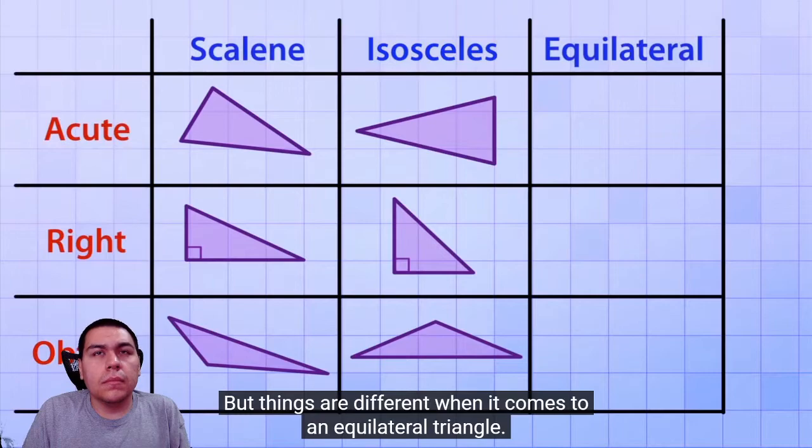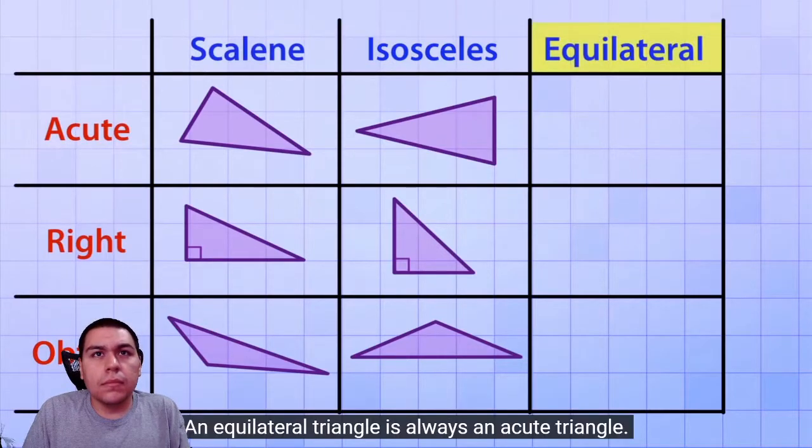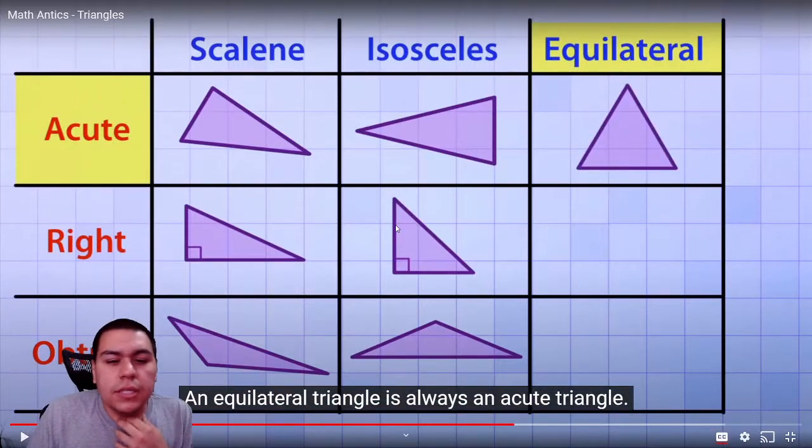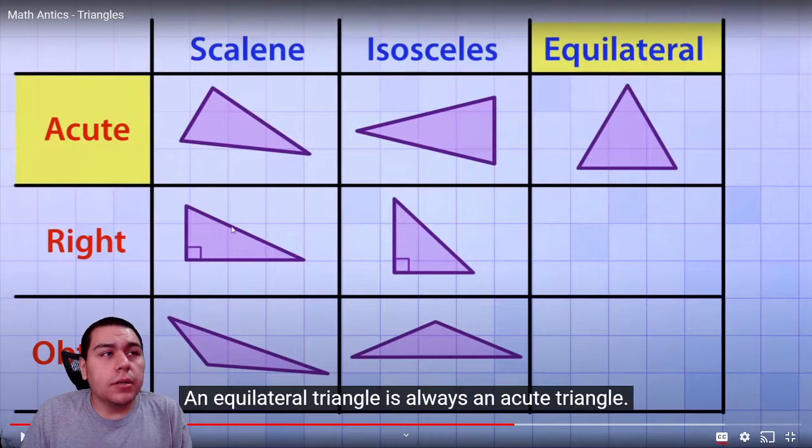But things are different when it comes to an equilateral triangle. An equilateral triangle is always an acute triangle. So we can see that for the most part, a triangle could be acute, right, or obtuse, and it could be scalene or isosceles. But equilateral triangles are really special kinds of triangles. An equilateral triangle can only be an acute triangle. You can't make an equilateral right triangle. It has to be acute. The only one that's like that.